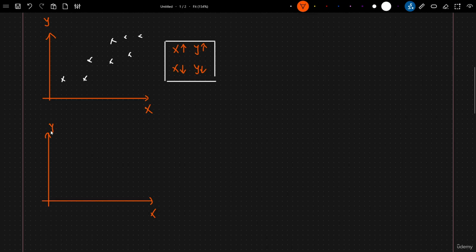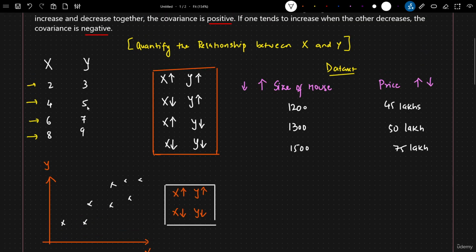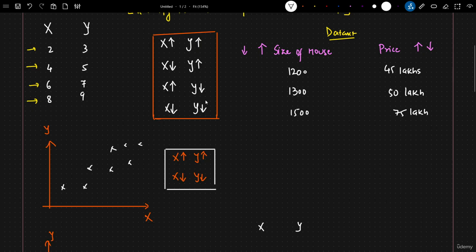Let's say I have x and y. Now this time, let's take one example. Let's say I have my x and y over here. This is 7, y is 6. Let's say this is 5, this is 4. This is 3, this is 2. This is 1, this is 0. Now in this scenario, let me just change this particular example a little bit. Here, one scenario was that when x is increasing, y is increasing, right? When x is decreasing, y is decreasing, right?